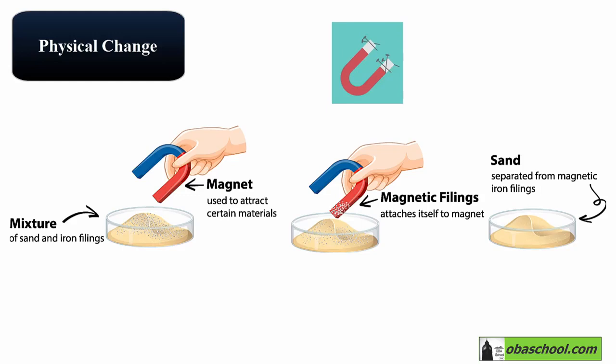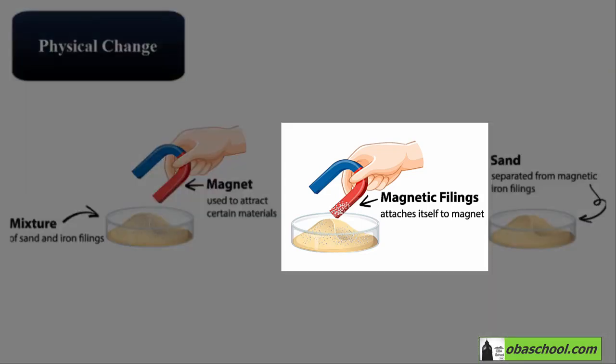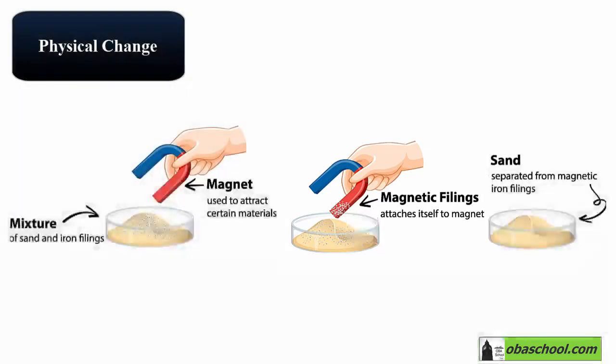We know that a magnet can attract iron. So to separate sand from iron filings, we will use a magnet. This magnet will be able to attract iron filings, which will attach to the magnet. So notice over here how the iron filings are now attached to the magnet. In this dish, we will have sand which is separated from the iron filings.